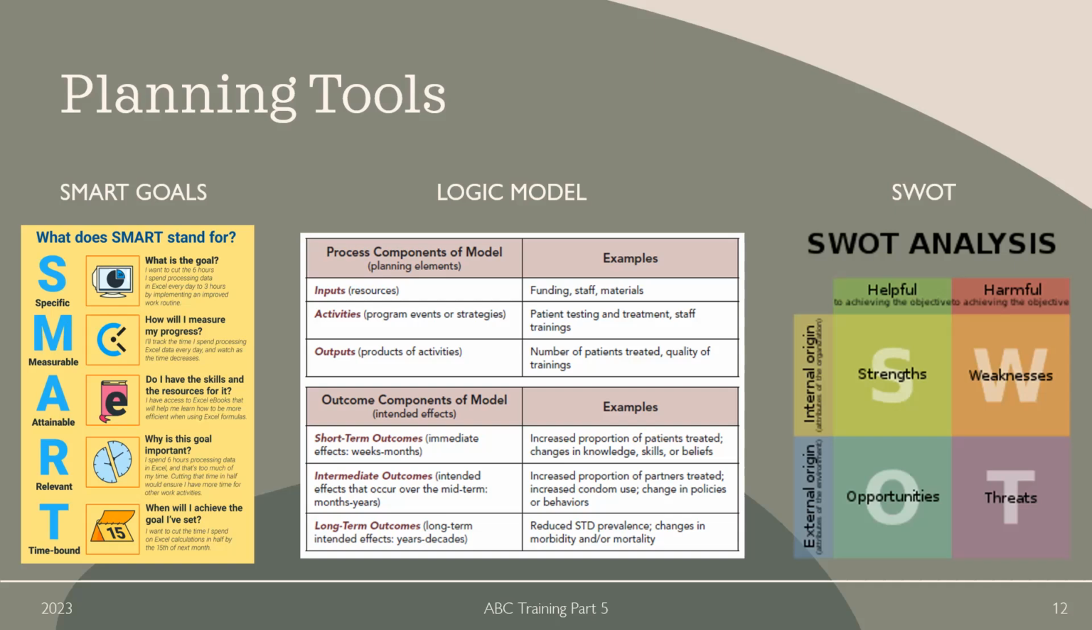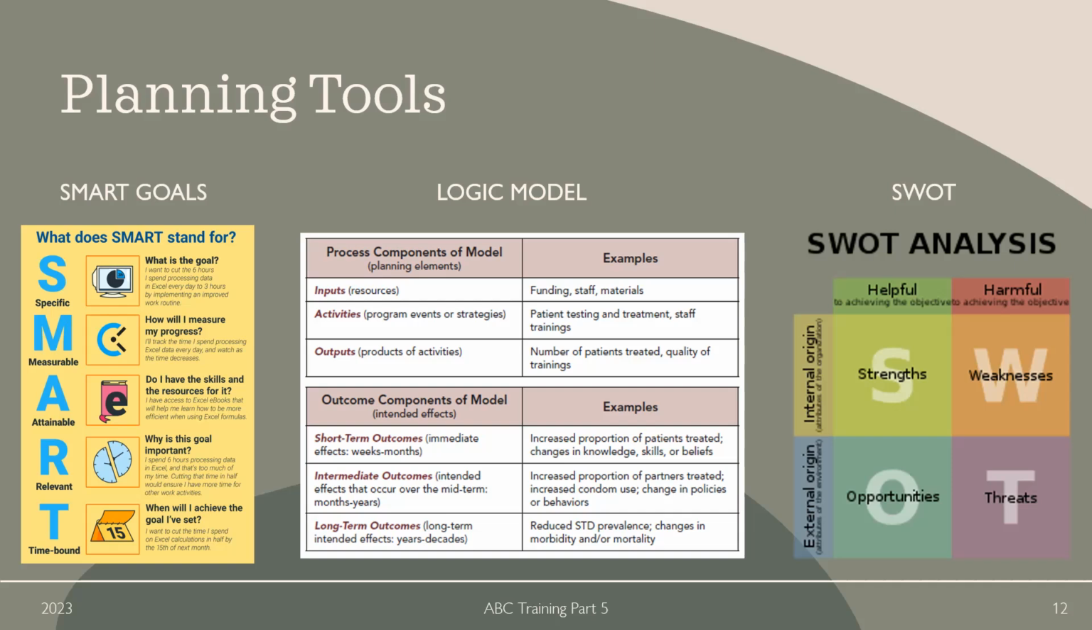The middle is a logic model. I took this off of the CDC. I've actually used this CDC guide before when writing my own grants, because we often have to do logic models when we are writing grants to demonstrate what our outcomes will be. The logic model is a little more complicated. The SMART goal format is a little more broad. The logic model gets into the nitty gritty details of how you are going to do this thing.